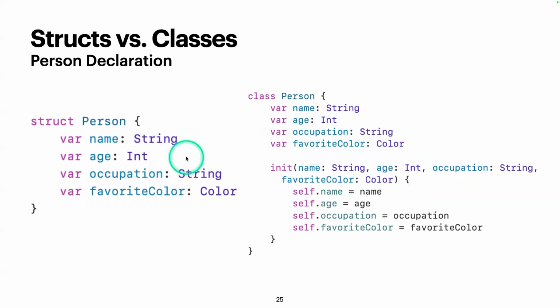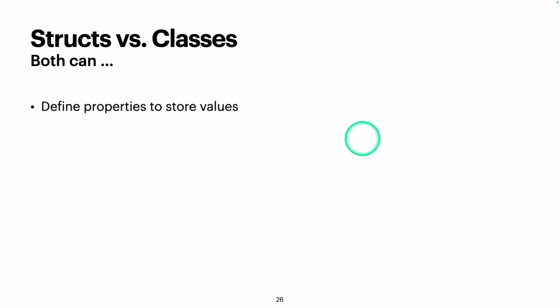So one of the main differences between a struct and a class is that a struct has a built-in initializer for you, so you don't need to write this out, but in a class, you have to do so. Both can define properties to store values, like we've seen. Both can define methods to provide functionality. A method is simply a function within a struct or a class.